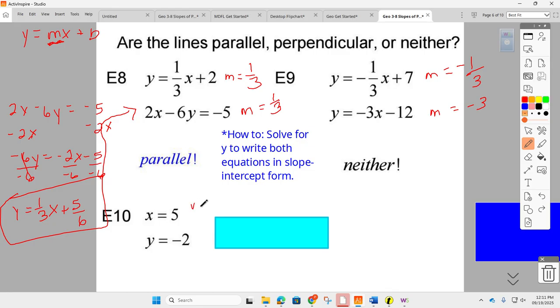Is y equals -2 a horizontal or vertical line? It's kind of the opposite of what you think at first glance, because you know the y-axis goes up and down, right? And the x-axis goes left to right. That's exactly right. So this would be a vertical line through 5 on the x-axis. This would be a horizontal line through -2 on the y-axis. So they have to be perpendicular because they are one vertical and one horizontal line.